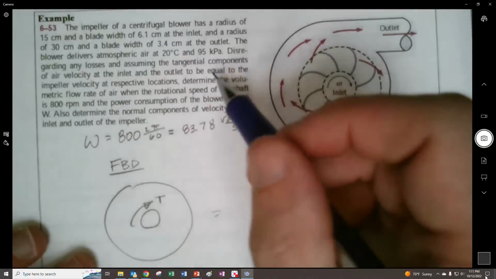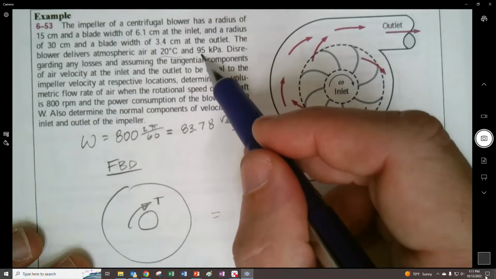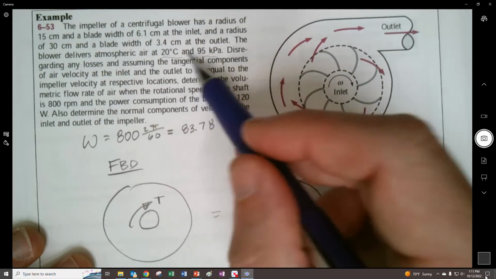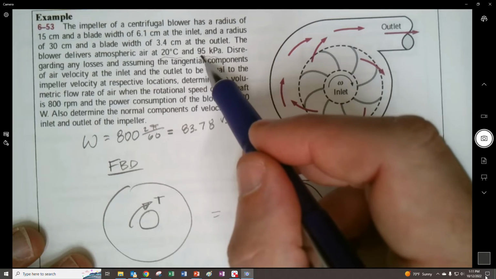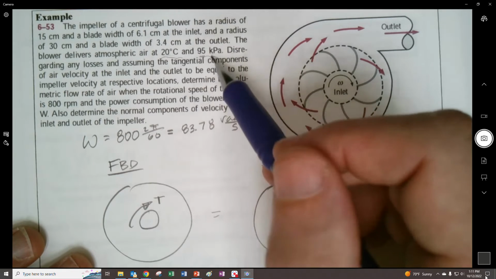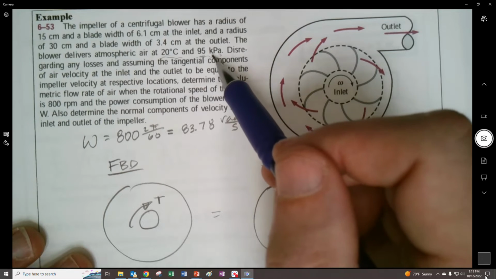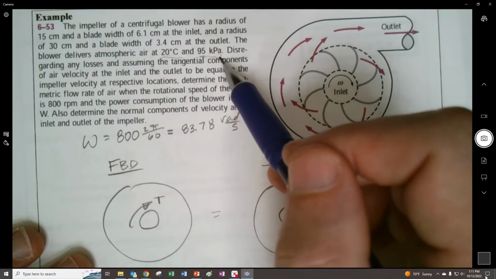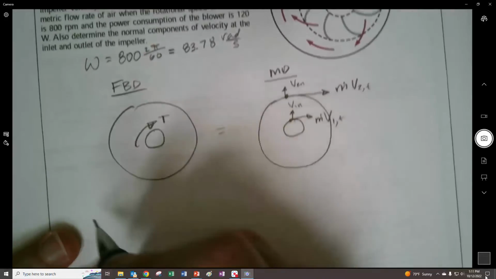This is air, so for the density we need to use the ideal gas law. Notice that's a vacuum, less than atmospheric. They didn't tell us, but this is an assumption we made: there's no reason this would be 95 kilopascals gauge, so that must be absolute. That's the thought we have.